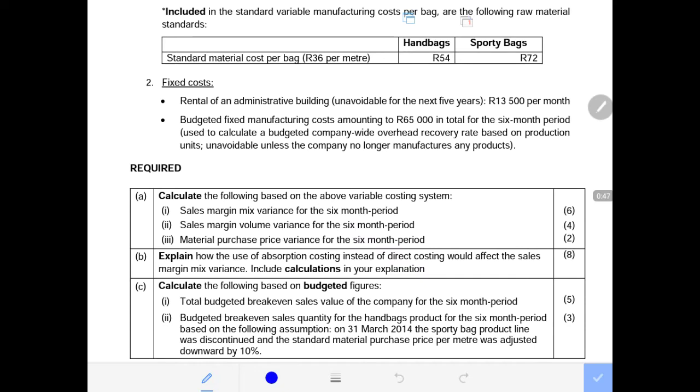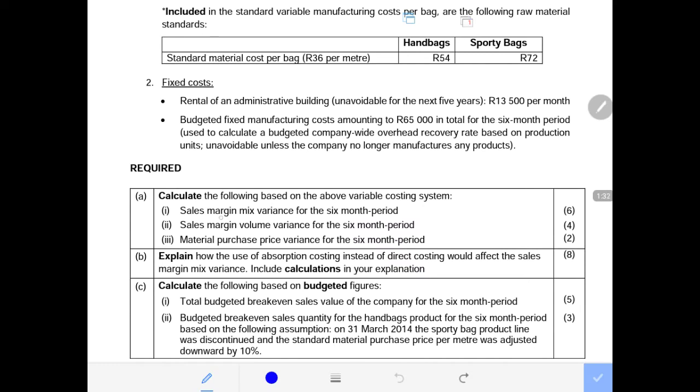Now, it says we are required to calculate the following based on the above variable costing system. The company is using a variable costing system. Remember, it can be a variable costing system or it can be an absorption costing system. Variable costing: sales minus variable costs gives you contribution. However, absorption costing says sales minus cost of sales gives you the gross profit, meaning the absorption costing system includes fixed production cost in the calculation of the cost of a product.